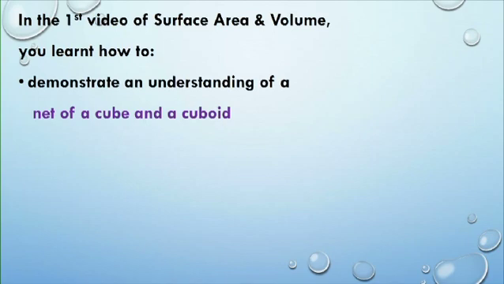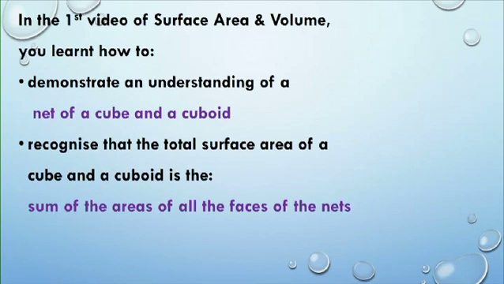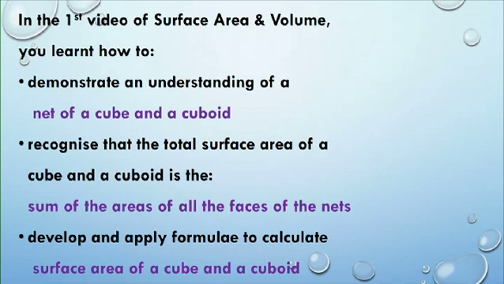Our topic for today is surface area and volume. This is the second part of the chapter Surface Area and Volume. In the first video, you learned how to demonstrate an understanding of a net of a cube and a cuboid. You also learned how to recognize that the total surface area of a cuboid and a cube is the sum of the areas of all the faces of the nets. We also learned how to develop and apply formulae to calculate the surface area of a cube and a cuboid.